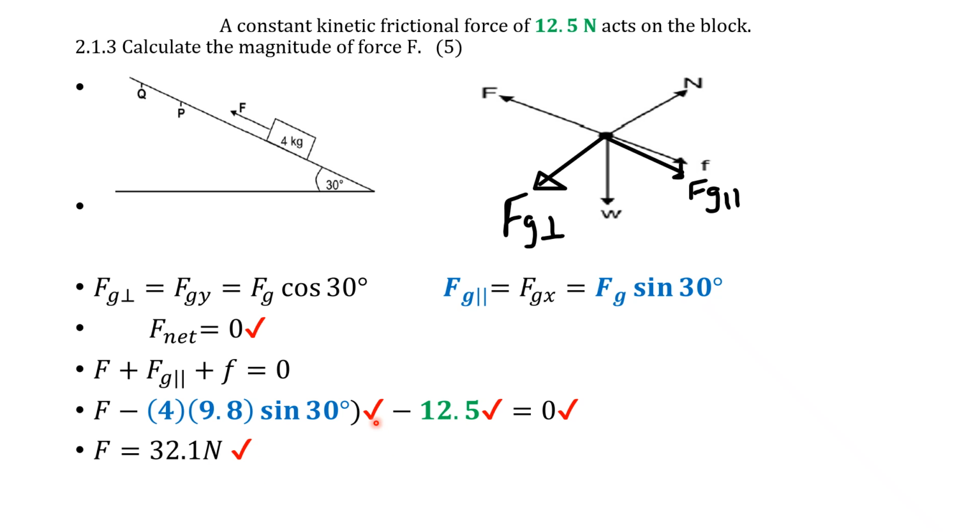So negative and negative, if I take them over, become plus 12,5. 19.6 plus that gives me 32,1 newtons. So 1 mark for Fg parallel, correct substitution, correct formula. Another mark for getting my constant frictional force correctly. Another mark for making it equal to 0. And they are getting 32,1 newtons. Alright, so that's the value of F. Now let's go to the next problem.